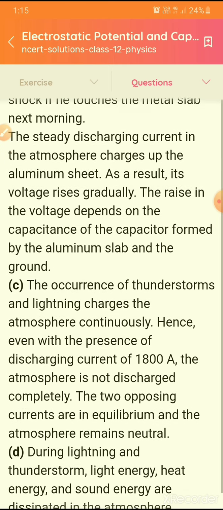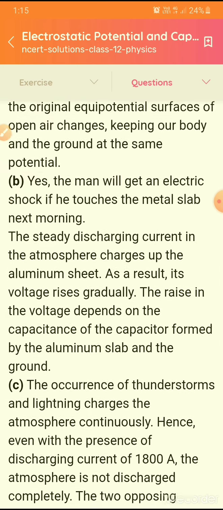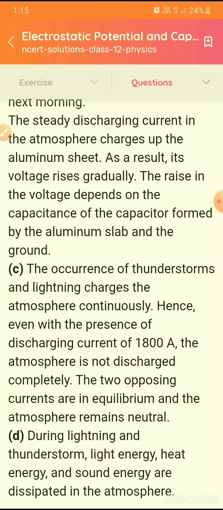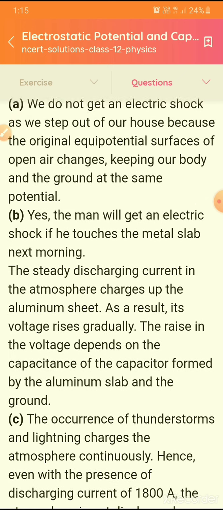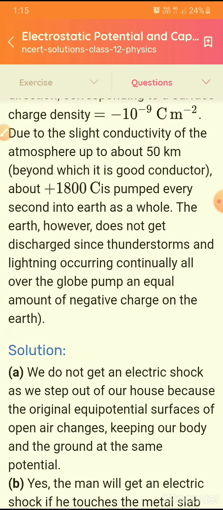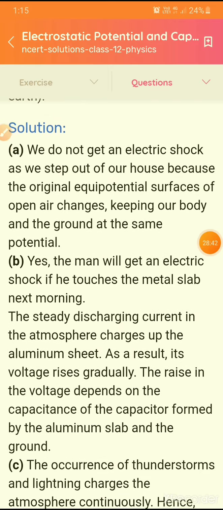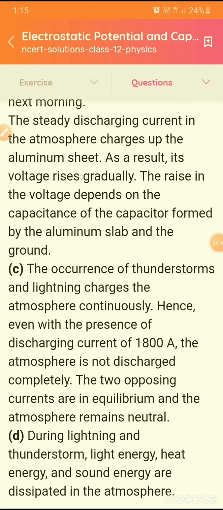Then the fourth explanation: during lightning and thunderstorm, light energy, heat energy, and sound energy are dissipated in the atmosphere. So, what are the energies dissipated? It is light energy, heat energy, and sound energy. All of these are created in the atmosphere when lightning and thunderstorm appear.